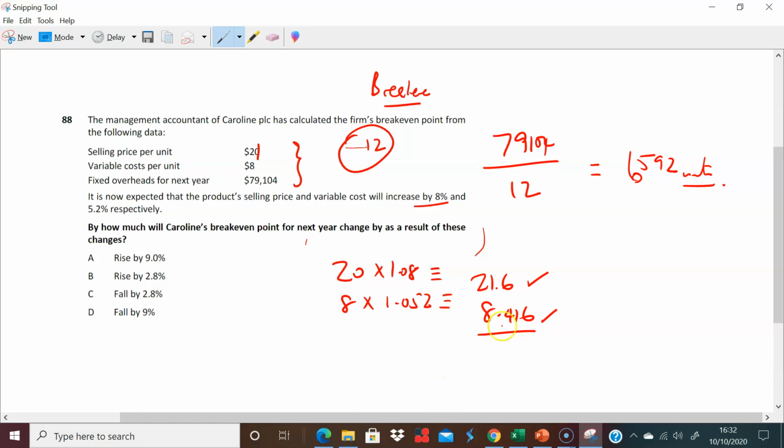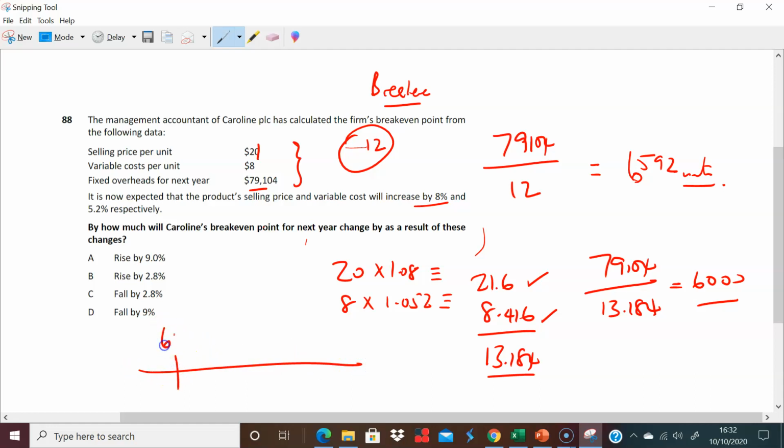therefore our contribution is 13.184. We still have a fixed cost of 79,104. Divide that by 13.184. And again, I was thoroughly amazed by this. This comes out at the nice number of 6,000. Very interesting. So we can see that there's been a fall in the break-even from 6,592 down to 6,000. So what does that mean? So that you have 592 falling from where we originally started. So therefore, that's 592 divided by 6,592, which means that you have a fall of 8.98%, which is close enough to 9%. So your answer there is D.